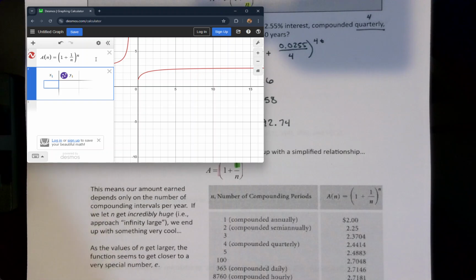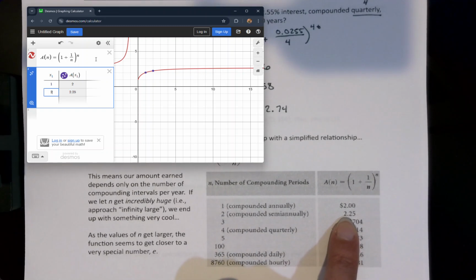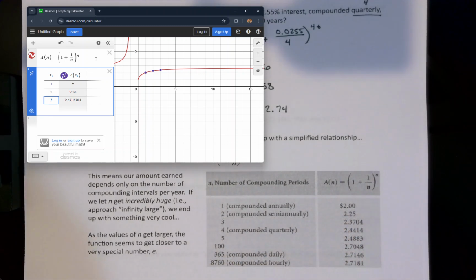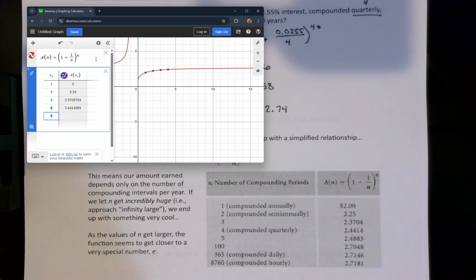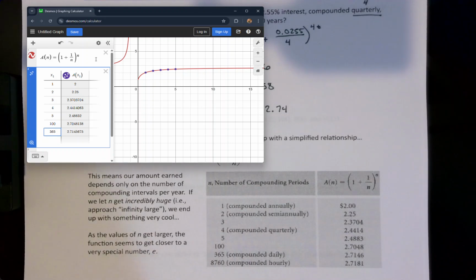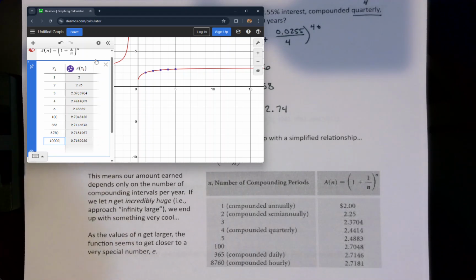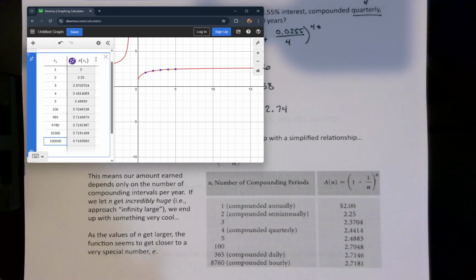But what we want to see from it is, when I plug values in, such as 1 compounding, I would have $1 into $2, or 2 compounding, so I get the 2.25. I'm getting the same values that show up in this chart, just verifying what's happening here. 3, 4, 5. We're going to skip to 100 compoundings, or 365 compoundings for daily, or 8,760 compoundings for hourly. We can continue to increase this and go for, say, 10,000 compoundings or 100,000 compoundings.